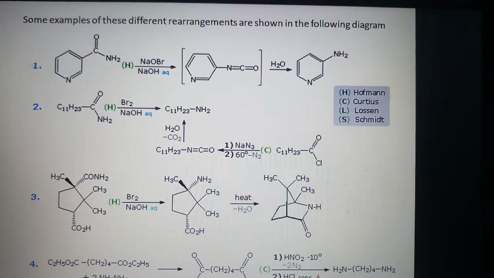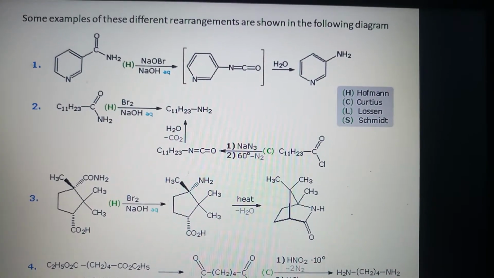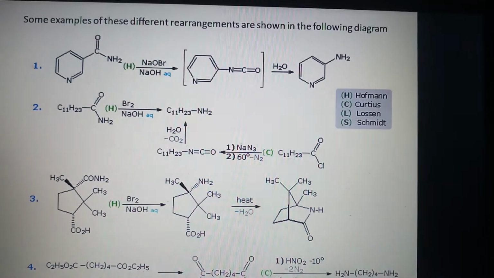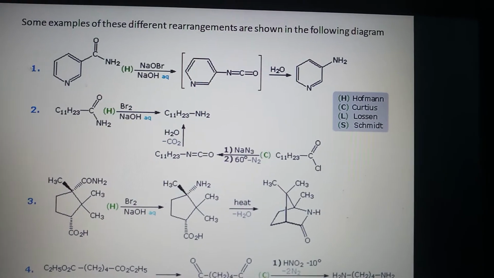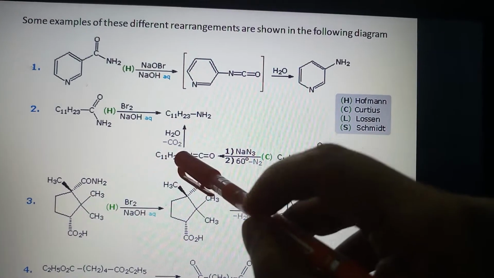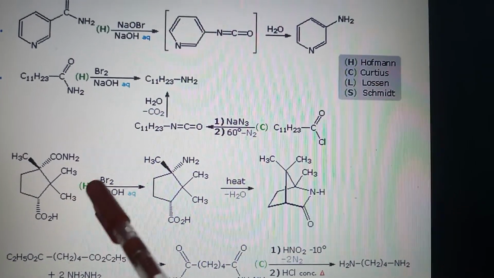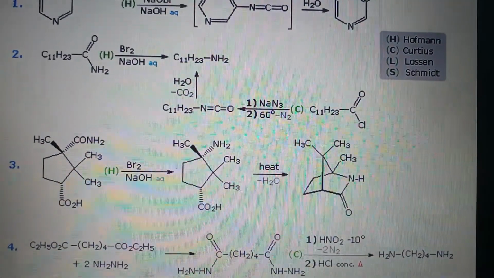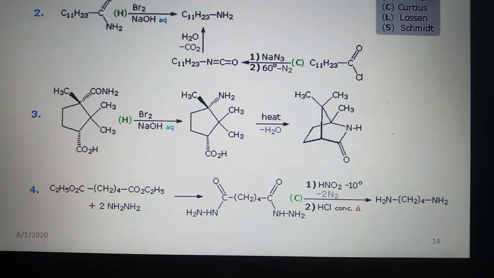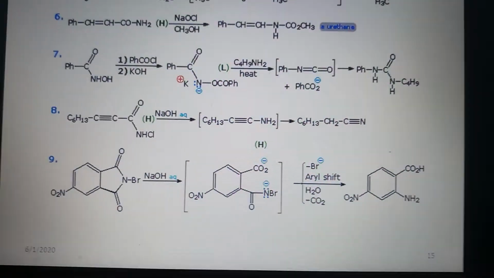Some examples of these different rearrangements. As you have seen, the first example is a Hofmann type rearrangement. In the second case, it is also Hofmann, and the latter one is a Curtius pathway. In the third case, it is also Hofmann, and in the fourth case, it is a Curtius type of rearrangement. Some more examples.